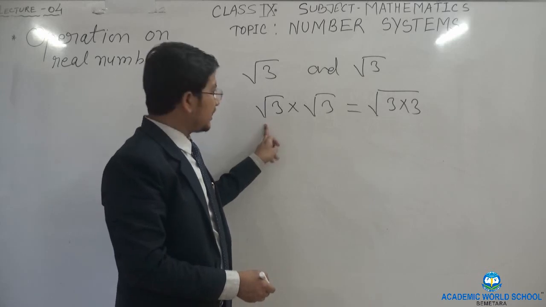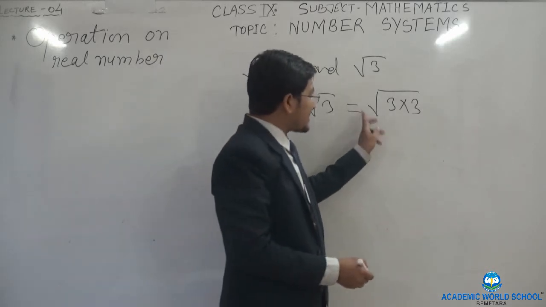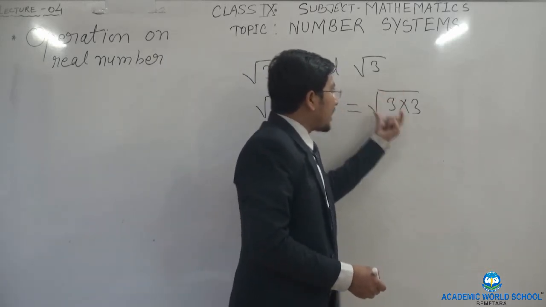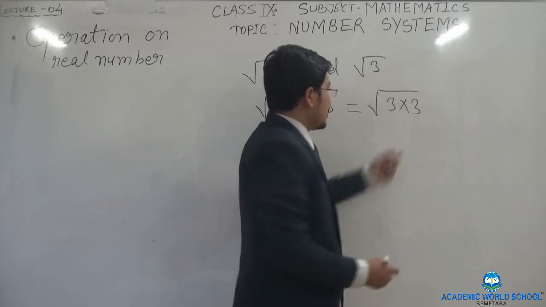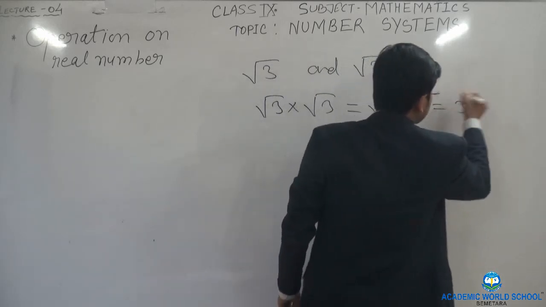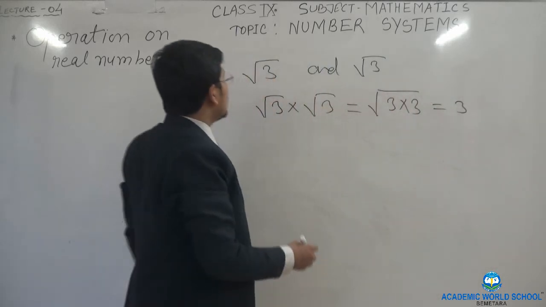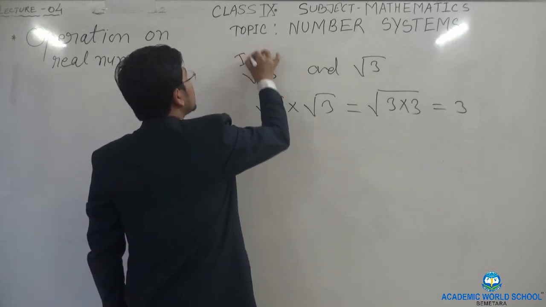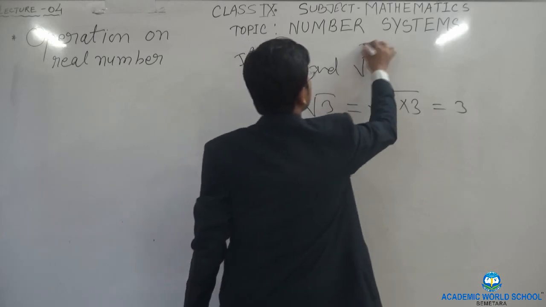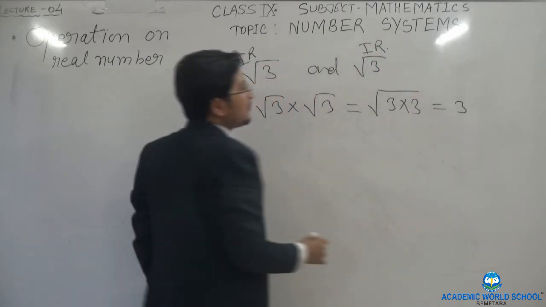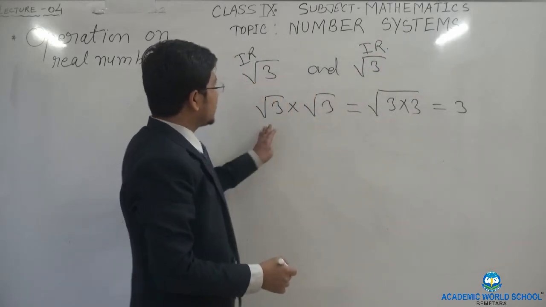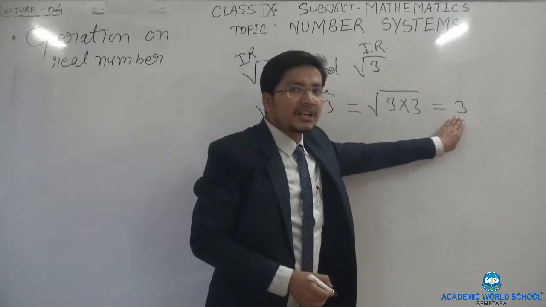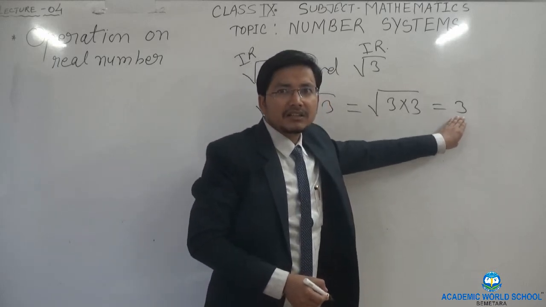Okay, and we know that if inside this is a square root, this answer is 3. So we are having root 3, an irrational number. This is an irrational number, but the result we are getting is rational.